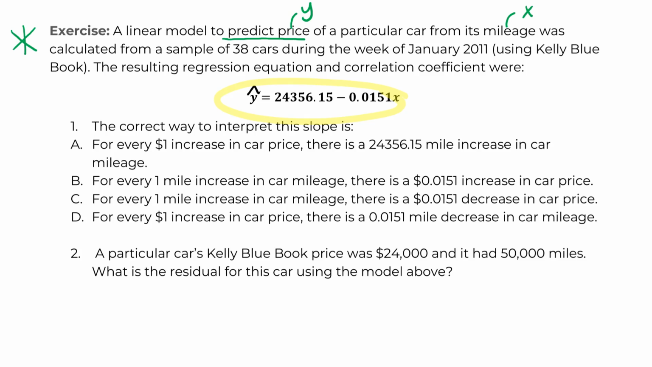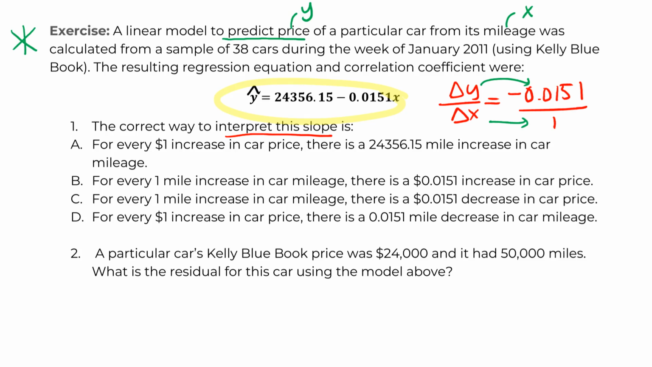And then the first question says, let's go ahead and interpret our slope. And I know slope, right? Change in Y over change in X. Even if I didn't take the time to write down the sentence, which I should have, I'd at least have this. And this tells me that my change in X is going to go along with the 1, and my change in Y is going to go along with the actual slope. So I need something that has mileage with 1 and price with that value, right?